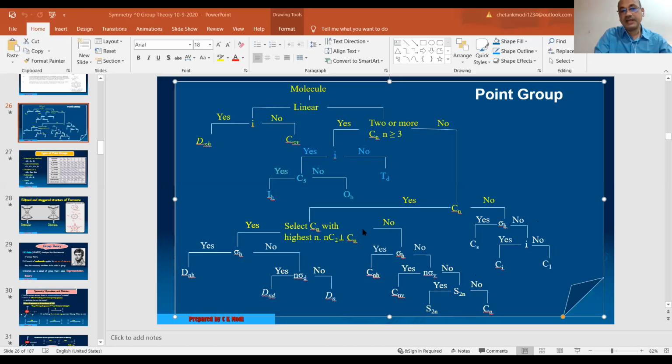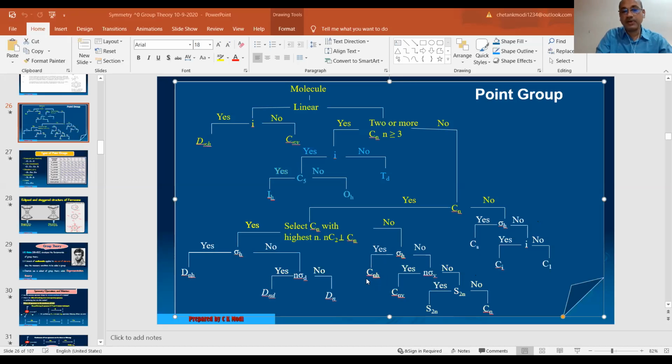Now on this side here, if the number of C2s are absent, only rotation axes are present, and sigma h is also present. So in that case, the point group is C3h. Okay, C3h. Like, I will give the chair form of cyclohexane.